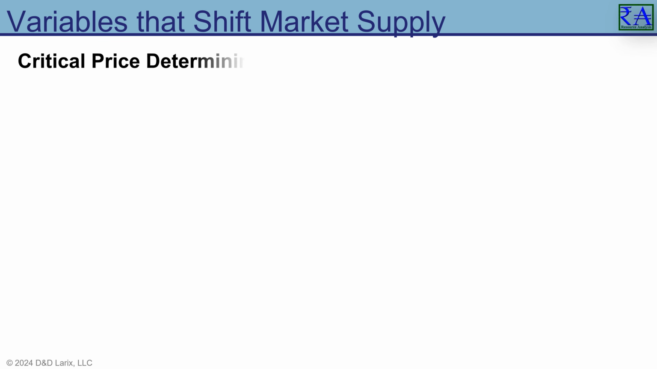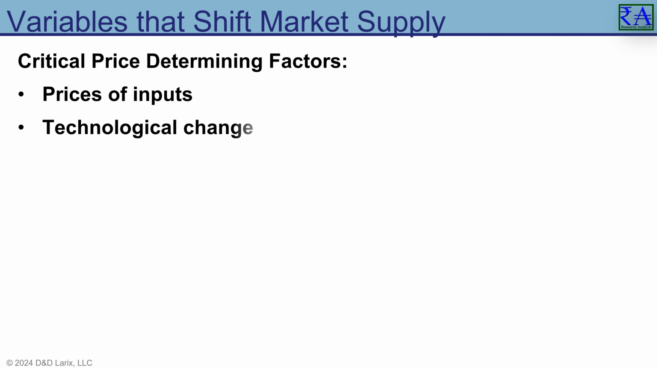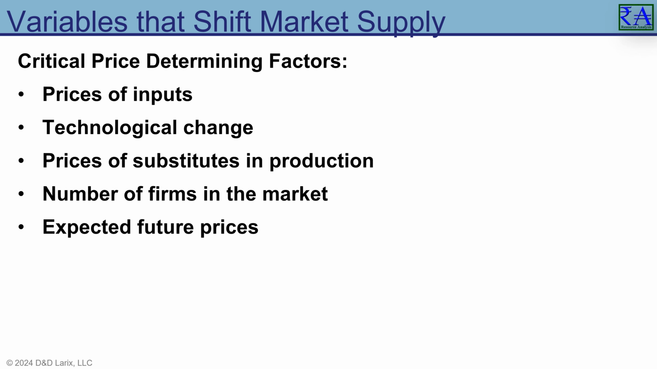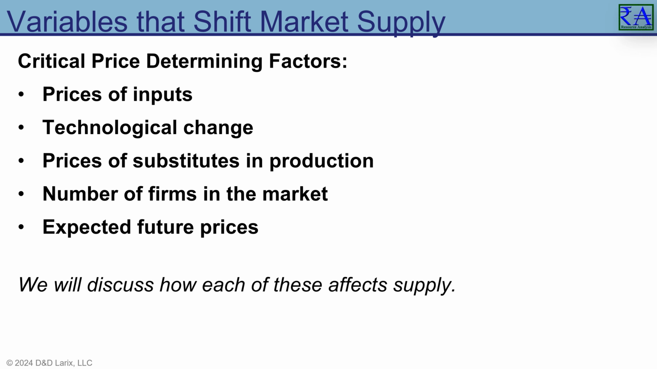The most important variables that shift market supply are the price of inputs, technological change, prices of substitutes in production, the number of firms in the market, and expected future prices. The factor most likely to cause a supply curve shift is a change in the price of an input.